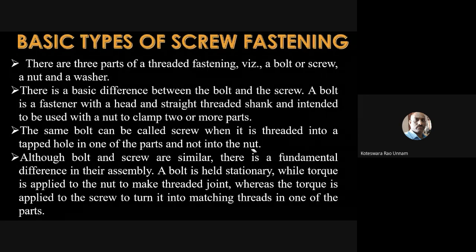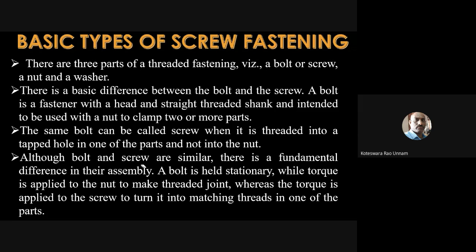In order to make the joint, you need to create the threads in the assembling part itself, and the screw will go and sit into the threaded portion of the part. Then you will have a joint. That is the only difference. That's why, in case of a screw, you don't have to use the nut.